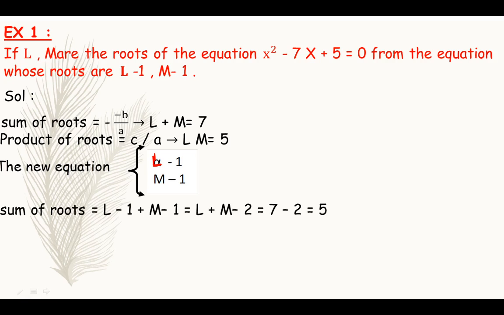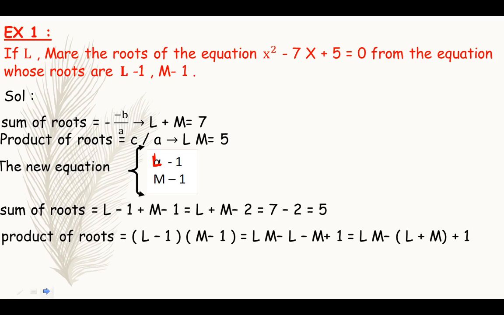The sum of roots is L minus 1 plus m minus 1. Here we are going to add L plus m, and we are going to add negative 1 and negative 1. The result will be L plus m minus 2. But we know that L plus m is equal to 7, so we are going to replace L plus m by 7. So the final answer will be 7 minus 2, which is equal to 5. This is the first part, which is the sum of the roots of the new equation.